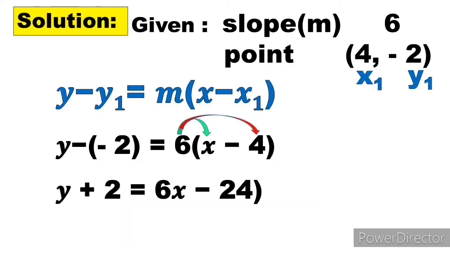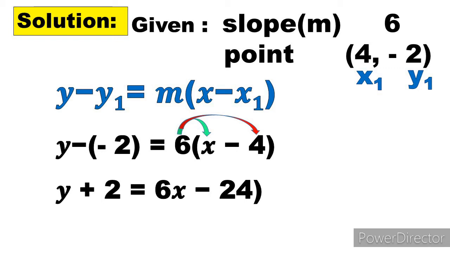Okay, slope is m. So, m is 6. And our point is positive 4, negative 2. Positive 4 is our x sub 1. Negative 2 is y sub 1. And then, isa-substitute natin sa formula. Okay, now let's substitute. Y minus y sub 1 equals m times x minus x sub 1.